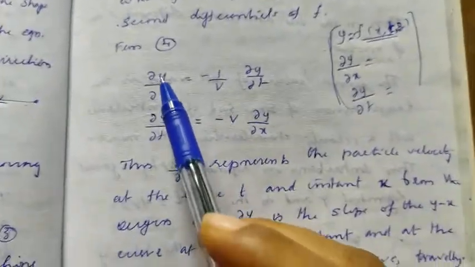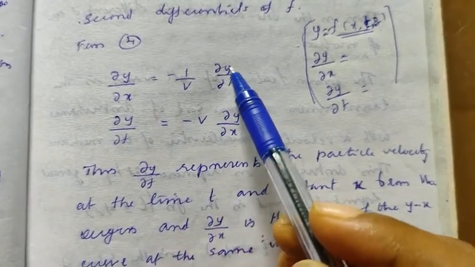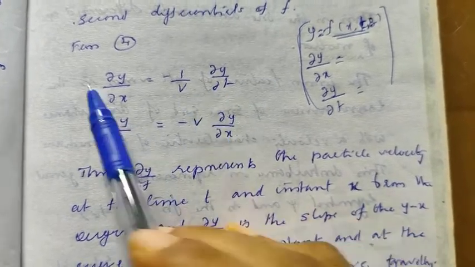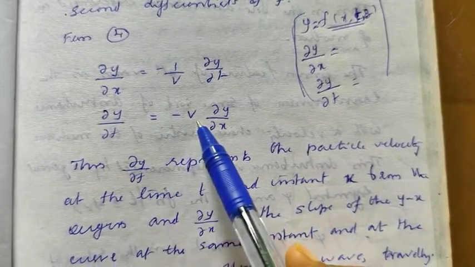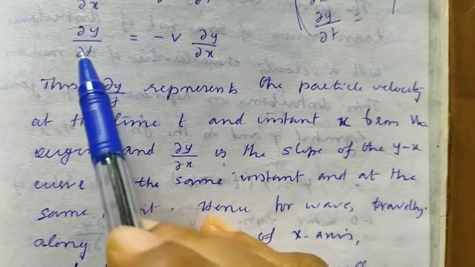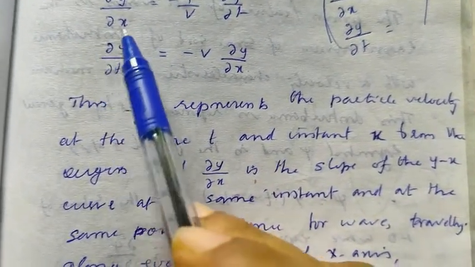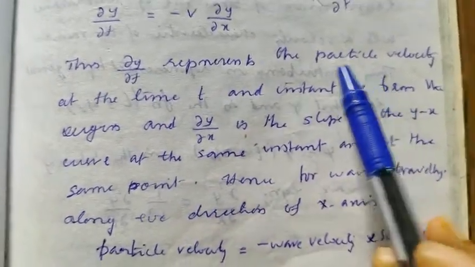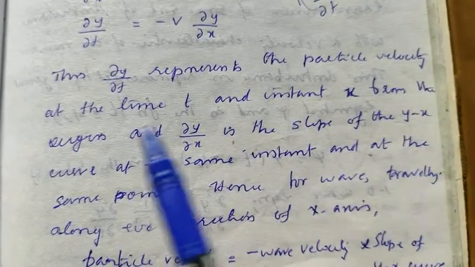So this will become ∂y/∂x = -(1/v) ∂y/∂t. Rearranging the terms, taking the v to the left side, ∂y/∂t = -v ∂y/∂x. Here y is the displacement, so ∂y/∂t is the time derivative of displacement. So it represents the particle velocity at the time t and instant x from the origin.